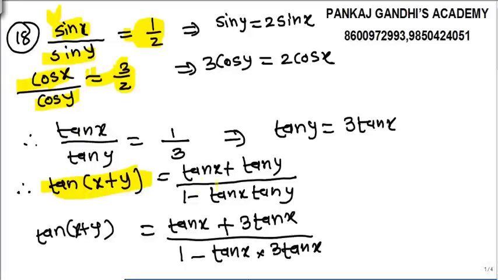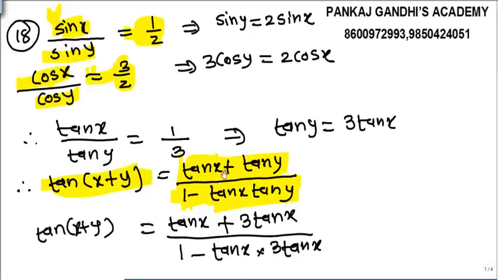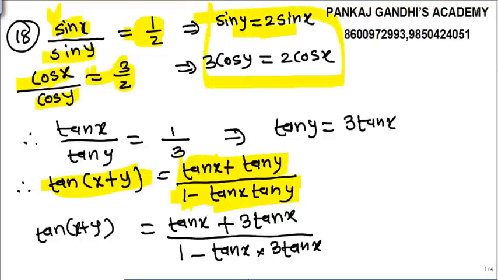So what we will do, we will use this formula. Tan of (x + y) is tan x plus tan y upon 1 minus tan x tan y. This is the standard formula. So in this case, we must know the values of tan x and tan y. We can find out tan x, tan y values because we have sin x, sin y separately. So let's find out. Now I can write this sin x upon sin y as sin y is equal to 2 sin x. Similarly, cos x upon cos y is 3 by 2, so 2 cos x is equal to 3 cos y, I can write. So we will use these values for solving the values of tan x, tan y.